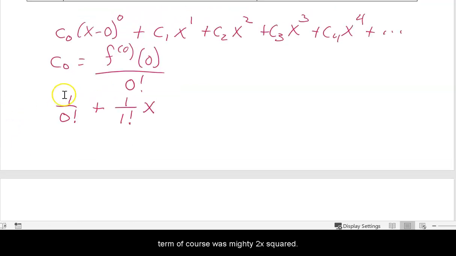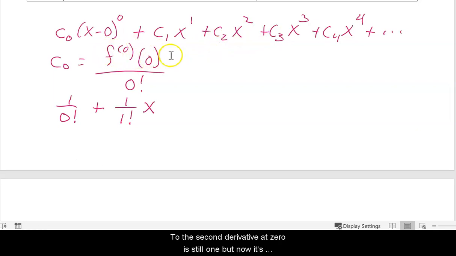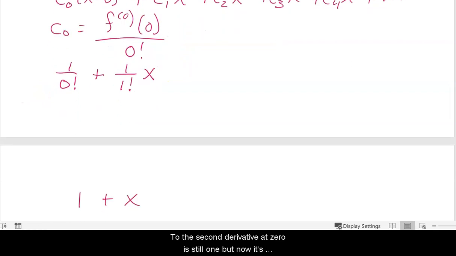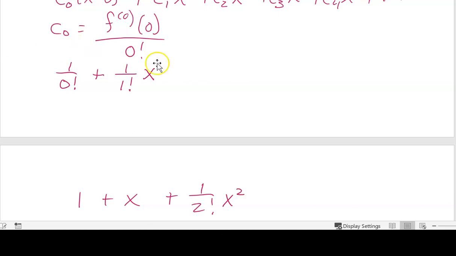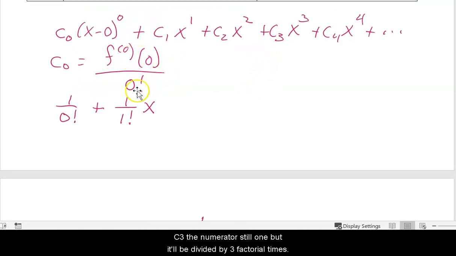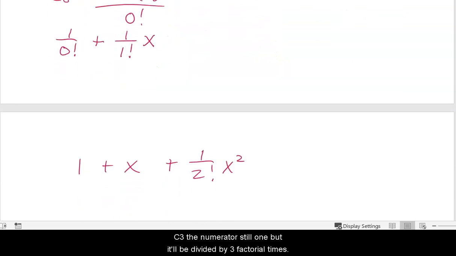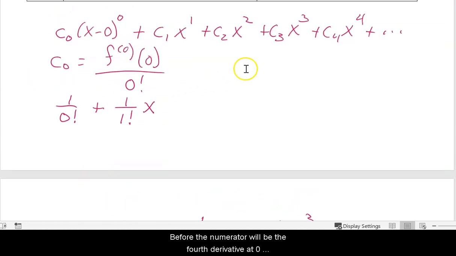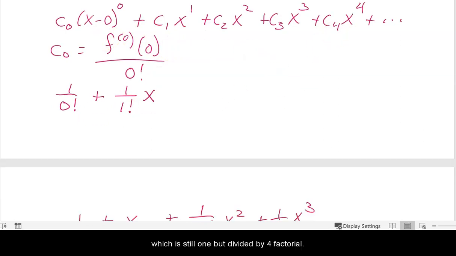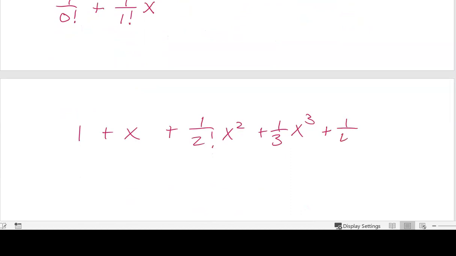The next term, of course, was my c2 x squared. c2, the second derivative at 0 is still 1, but now it's divided by 2 factorial. So I have 1 divided by 2 factorial x squared. c3, the numerator is still 1, but it'll be divided by 3 factorial times x cubed. c4, the numerator will be the 4th derivative at 0, which is still 1, but divided by 4 factorial and multiplied by x to the 4th. This is more than I need to see the pattern developing.